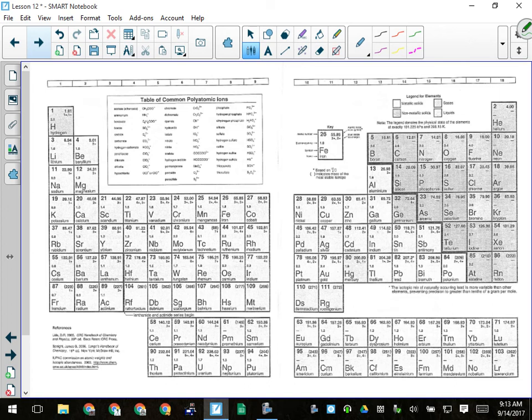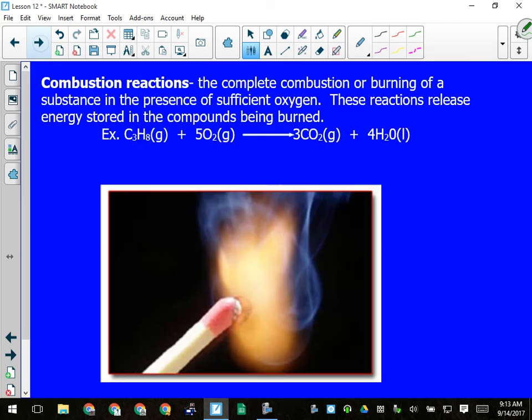This is where I was going to highlight those special elements. Everyone's got those highlighted on the periodic table, right? Okay, I'm going to skip that part.